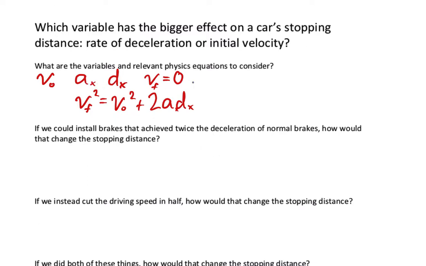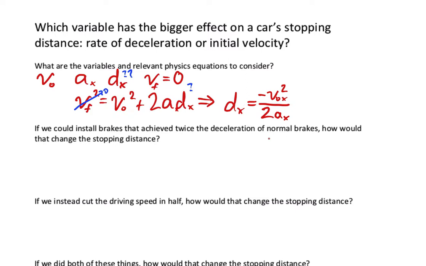And we said, hey, the thing we're making a claim about is about effects on stopping distance, right? So I'm going to get that alone. If the v final is 0 and I solve to get the stopping distance alone, well, this equation rearranged is going to be v original squared over 2a.